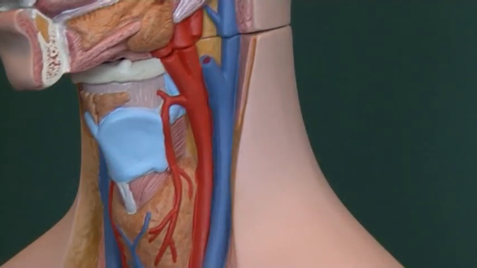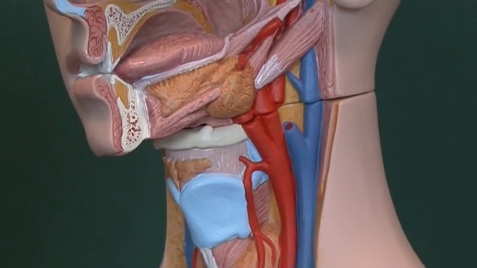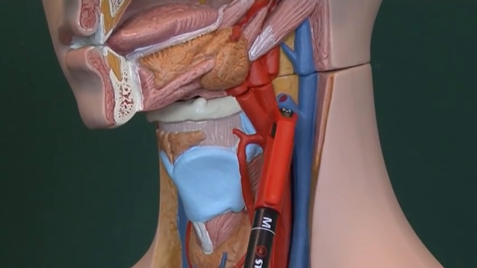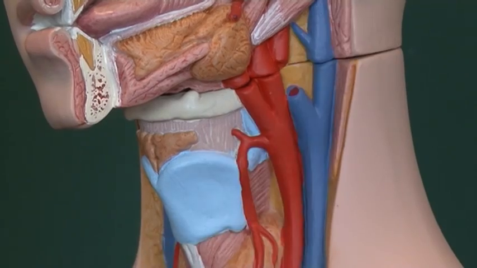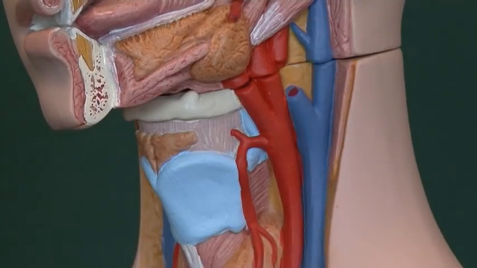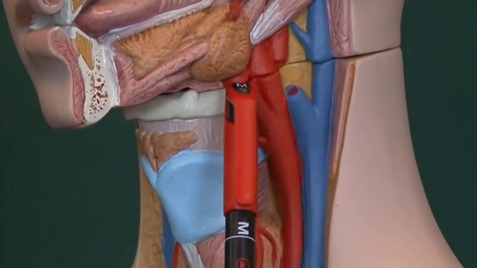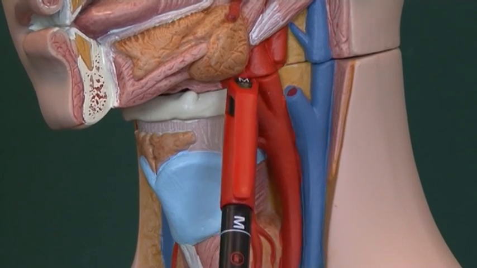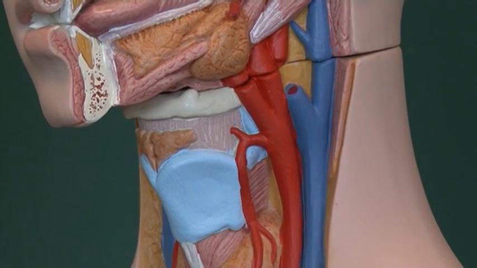And if we just turn this round slightly, we can see that this artery is going on up, external carotid artery taking blood round the side of the head, internal carotid artery shortly will go through a hole in the base of the skull, taking blood directly into the brain.